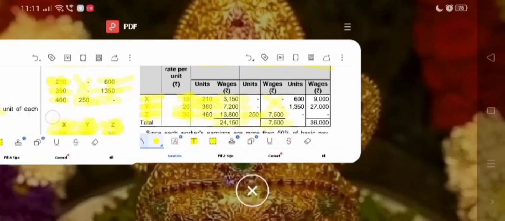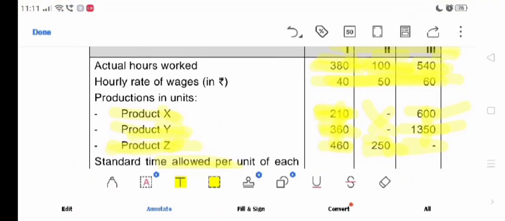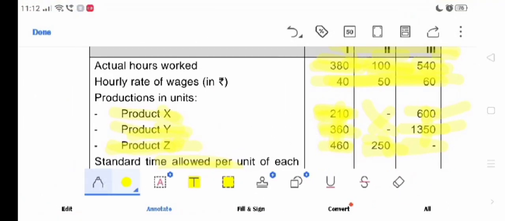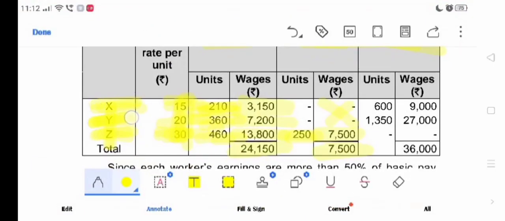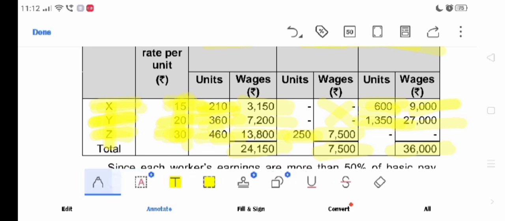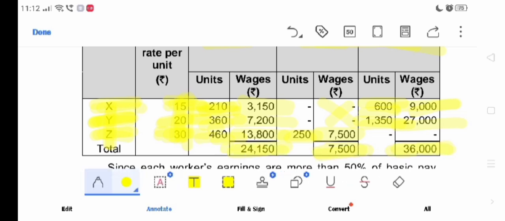And finally worker number 3. Worker number 3 has produced only products X and Y and not Z. So he is going to get money for only X and Y. He has produced 600 units of X and 1,350 units of Y. 600 into 15 and 1,350 into 20, so 9,000 and 27,000, he is going to get 36,000. So 24,150, 7,500 and 36,000 are the total earnings of workers 1, 2 and 3.